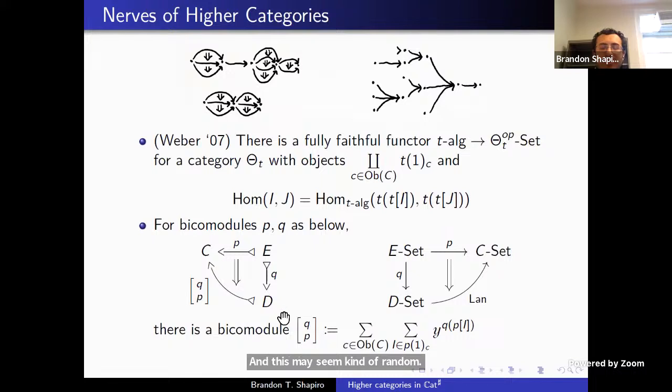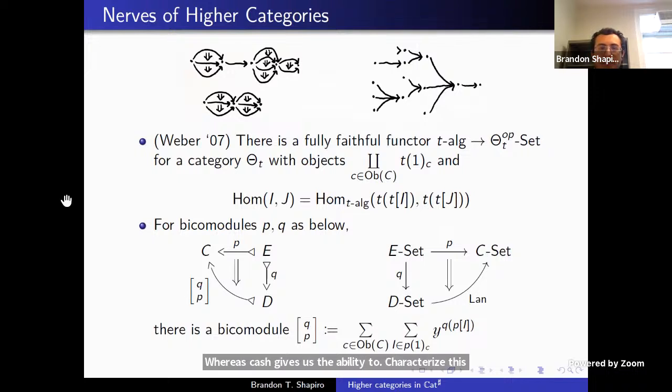It certainly gives you something of the right type. But what we see is that this actually gives us a way of constructing the category theta T from our monad in Cat Sharp. Whereas previously, for instance, how Weber defined it was just looking at it and seeing, okay, this agrees with the nerves that we already like, and it's a general construction, but it doesn't come equipped with any sort of universal property. Whereas Cat Sharp gives us the ability to characterize this in a more universal way.